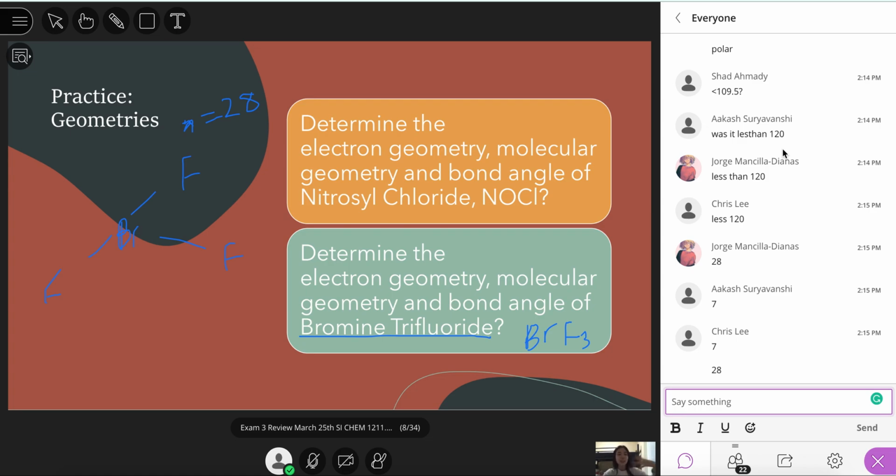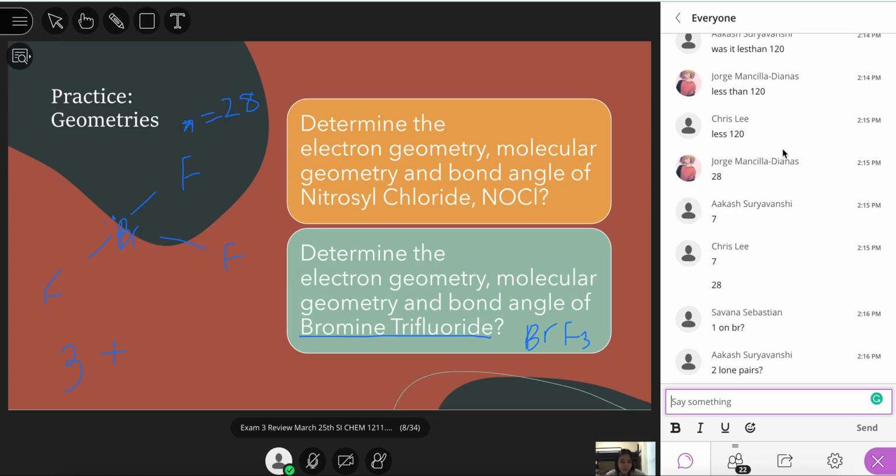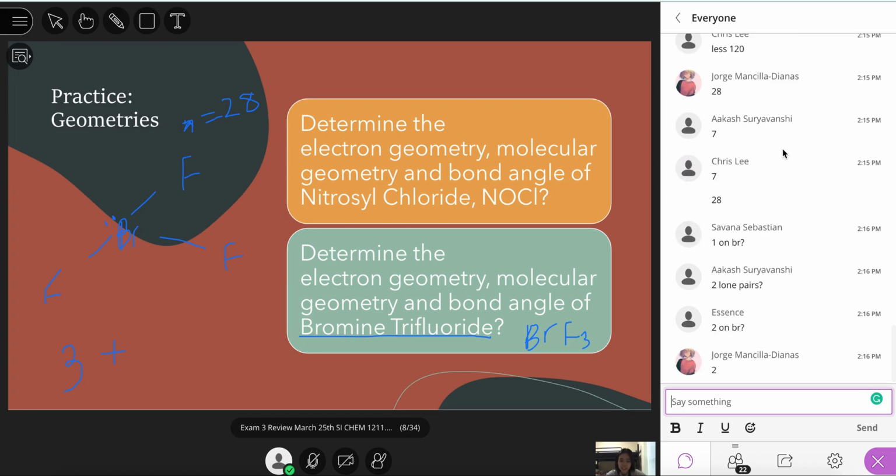But once we do that, how many lone pairs will we have? Because we have 3 attached bonded atoms, right? What are the lone pairs? I kind of want to see how you guys do bonds and stuff. How many lone pairs will we have? Or will we not have any? What will we have? How many lone pairs do we end up having? 1 on Br. Okay, Savannah says 1 on Br. Do we agree with that? Or is there something different? 2 lone pairs. 2. Okay, yes.